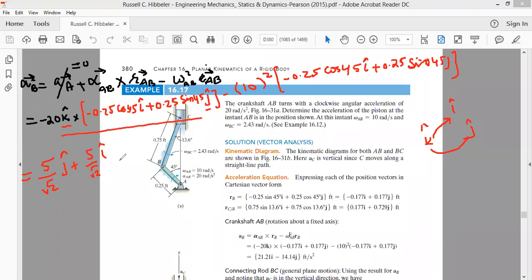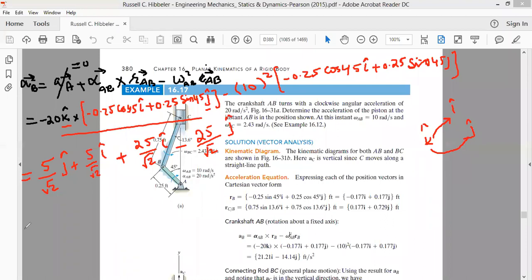Then we have minus, this is 100 into 0.25 is 25, so it will be 25, but this is minus, minus will become plus, so this is 25, cos 45 is under root 2, and you have your i cap. So minus plus is minus, so it is 25, sine 45 is under root 2, so it is 25 by under root 2, and we have our j cap. Okay, so this is it.